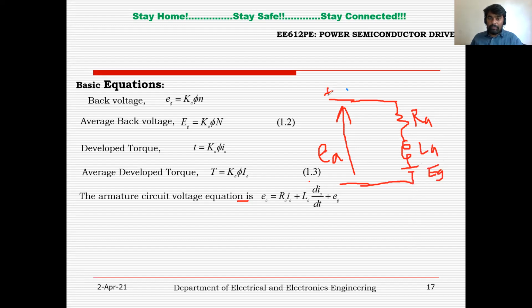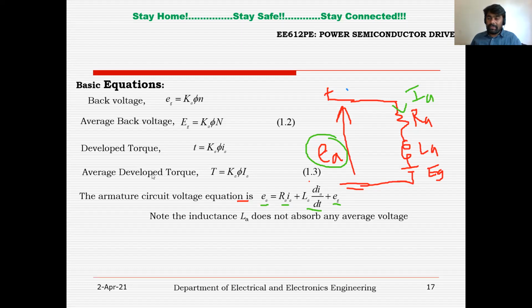Now you can apply KVL in this loop of the electrical equivalent circuit. If I write KVL, the applied voltage should be equal to the drop across the armature resistance, the drop across the inductance, plus the back EMF. Same thing you can see: EA equal to the drop across the armature resistance IA RA, the drop across the inductance LA dI by dt, plus the back EMF EG, right? But an inductor does not absorb any average voltage across it. So the average voltage across the inductor should go to 0.